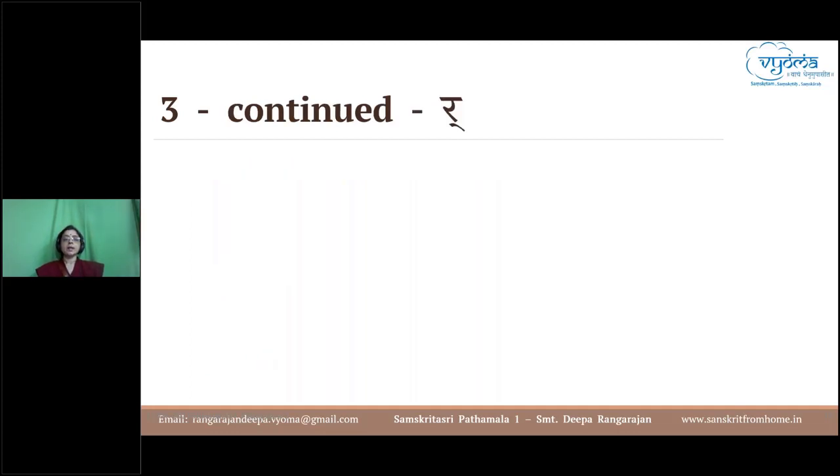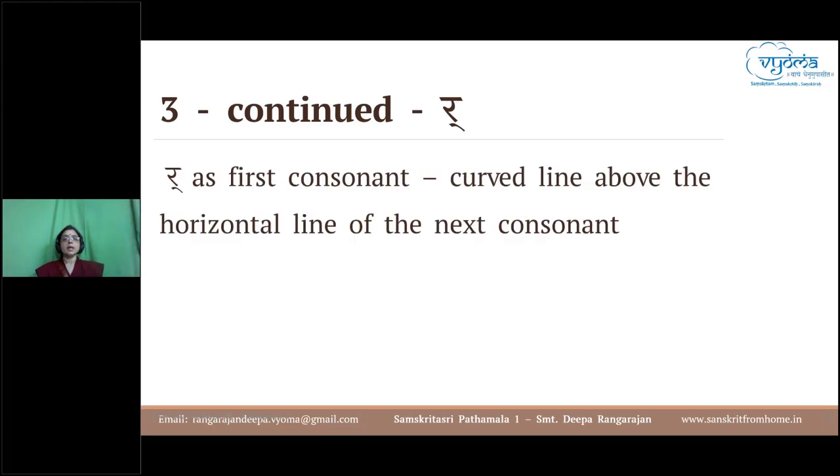Now we come to Rebha. As far as Rebha goes, there is a separate treatment when it appears as the first in the set of consonants, in which case it appears as a curve above the horizontal line. So r plus k, r appears first. R is the first in the set of consonants. It has become this curve above the k.